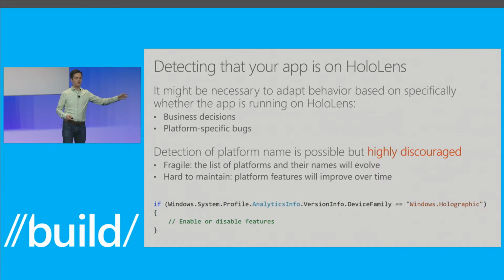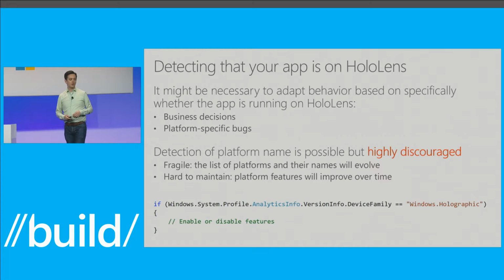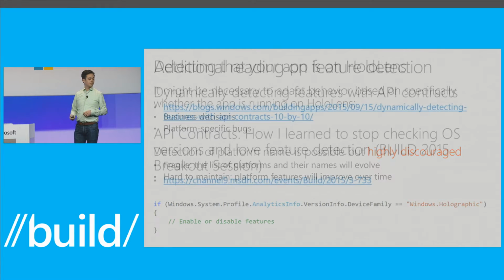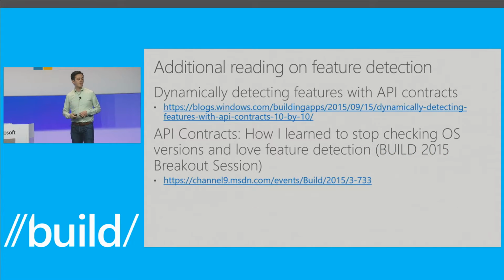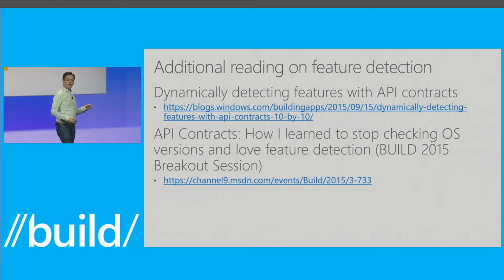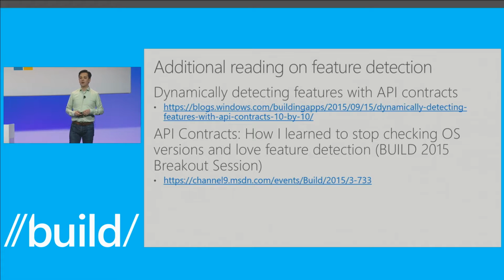Now, if you absolutely must, this is the API that you can use to determine that your app is running on Windows Holographic. There's a VersionInfo.DeviceFamily that will return Windows.Holographic. So, additional reading on feature detection. Brent Rector at Microsoft did a great talk last year all about how to detect features, and he used this very cheeky name for his talk. He also did a really great blog post about dynamically detecting features with API contracts.